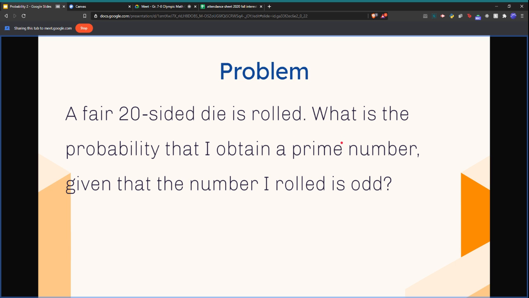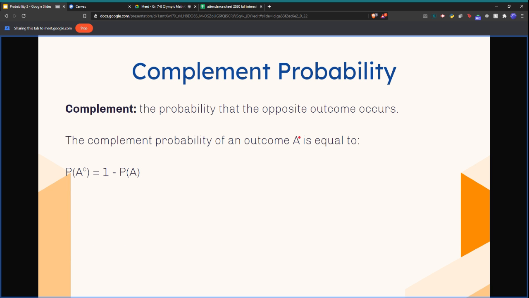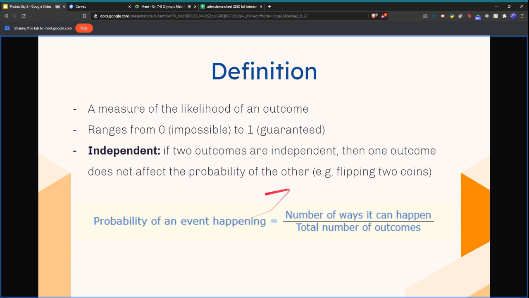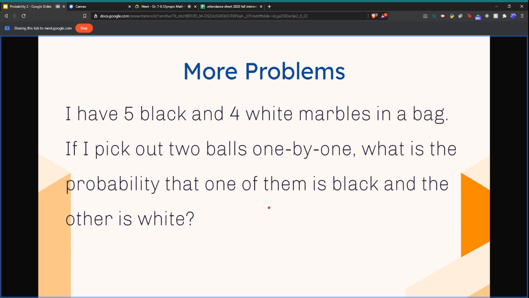Yep, so those are the concepts you need to know: conditional probability, complement probability, rule of sum, and rule of product, and then the general definition of probability. Let's move on to some problems.